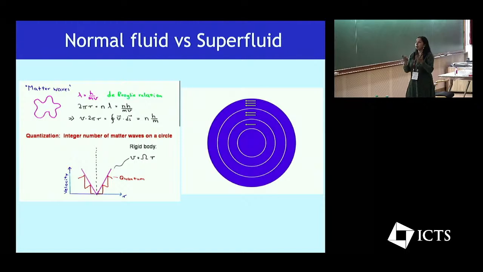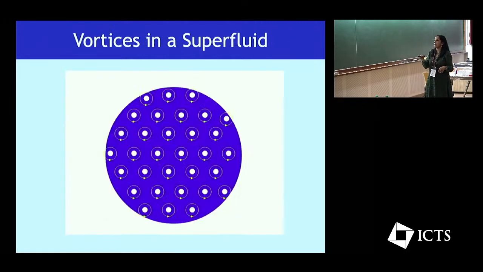Because superfluid is a matter wave and it cannot take velocities continuously like in normal fluid, but since the matter wave has to close on itself, it can take velocities only in quantum steps. So if you rotate the superfluid, the velocities can only increase in quantum steps, which gives rise to what is called vortices.